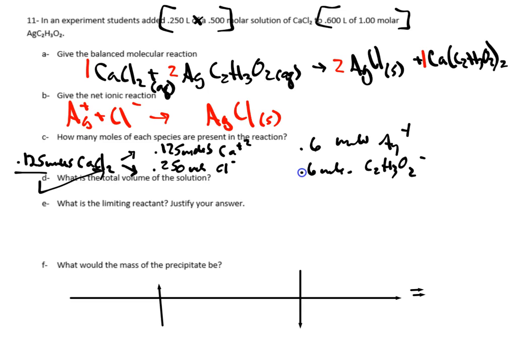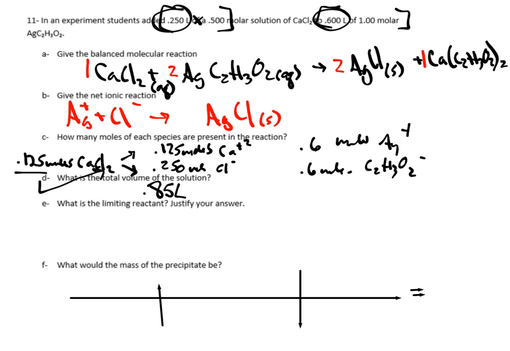C2H3O2 minus. Now, the way that the overall AP test is written, it asks you questions in steps, and the step will help you on the next one. It really is written to try and help you and guide you through what you should be doing. All right, what's the total volume of the solution? It's 0.85. It's this plus this. It's the two beakers, their volumes added together.